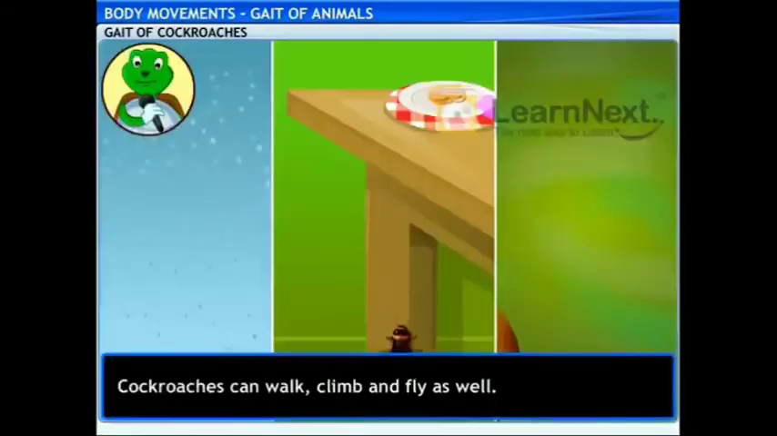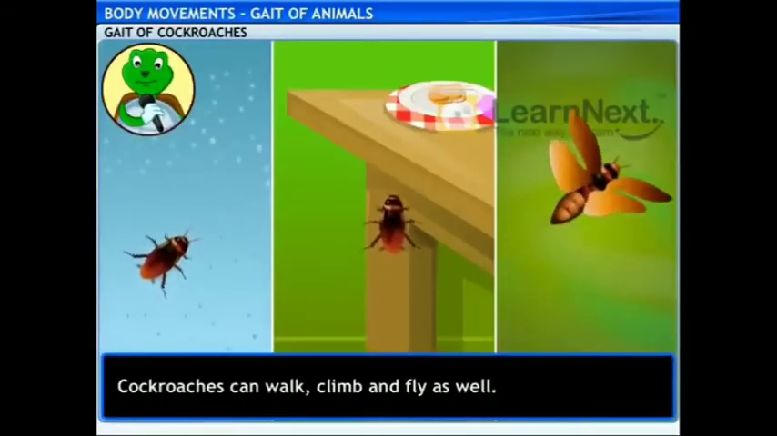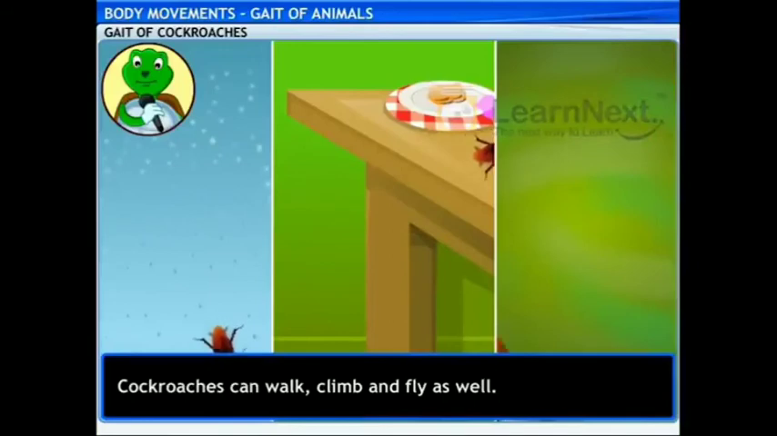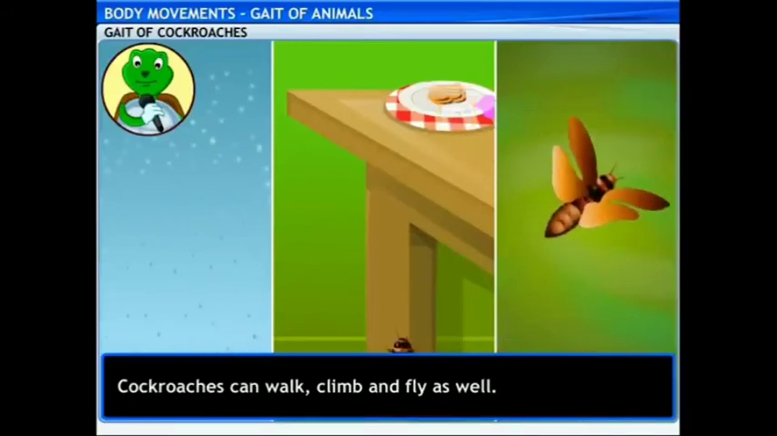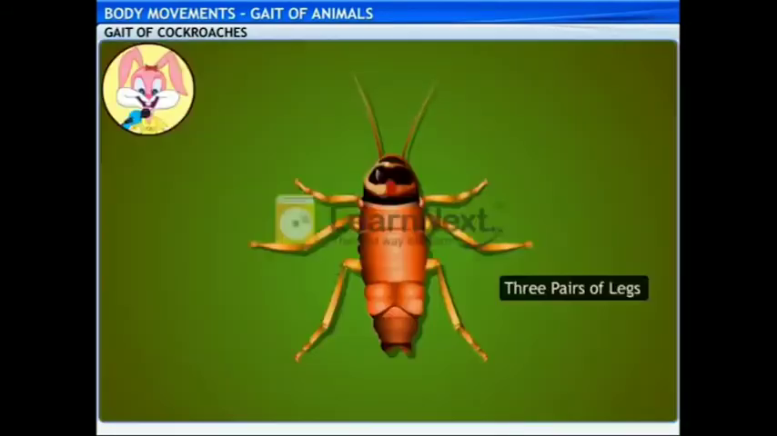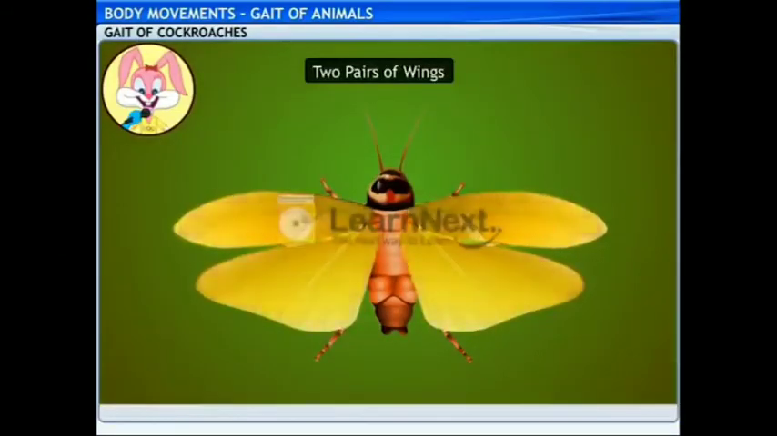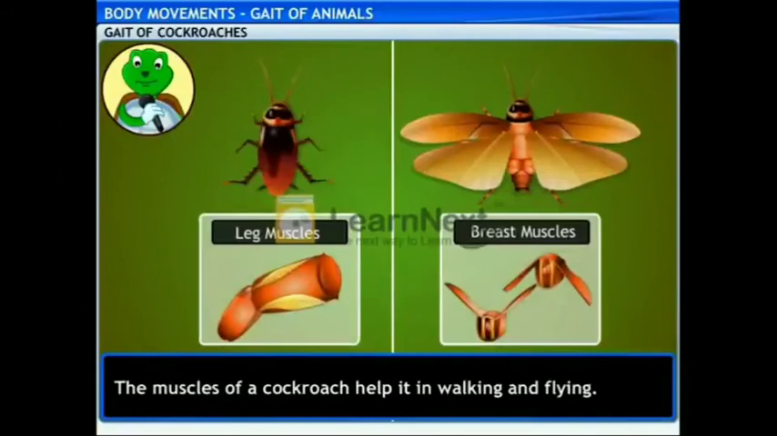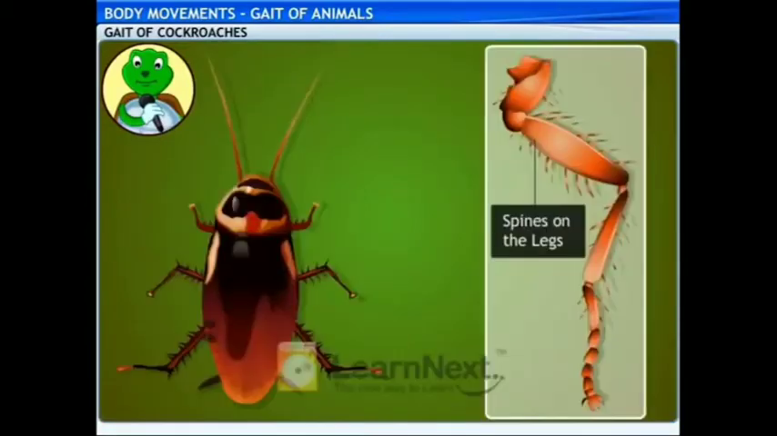Let's learn about the movement in cockroaches. Cockroaches can walk, climb and fly as well. The cockroaches have 3 pairs of legs, and they also have 2 pairs of wings. The muscles of cockroach help it in walking and flying. There are leg muscles as well as breast muscles. On the legs of the cockroaches, you can find spine-like structures.